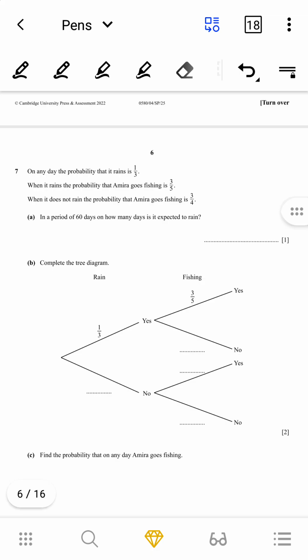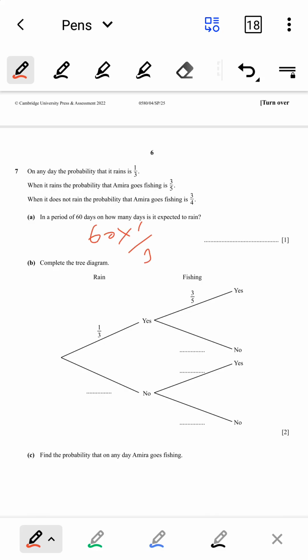Very clearly, they have given that the probability that it rains is 1 by 3. So in a period of 60 days means 60 into 1 by 3, which is 20. So how many days? 20 days to get rain. Okay, complete the tree diagram, rain and fishing. See, 1 by 3 for yes, so for no, out of 3, 1 day getting rain means the remaining is 2/3. That is 2 by 3 for no.